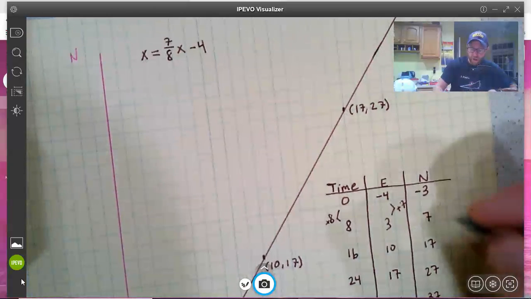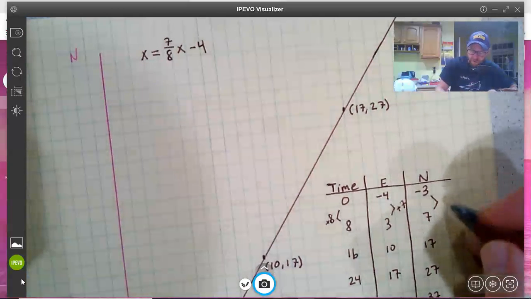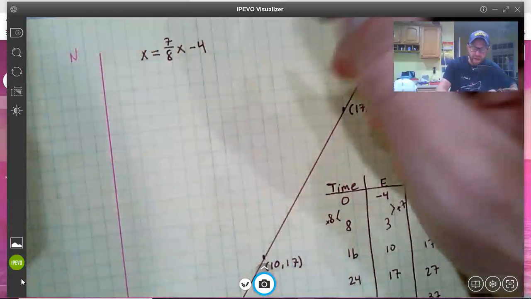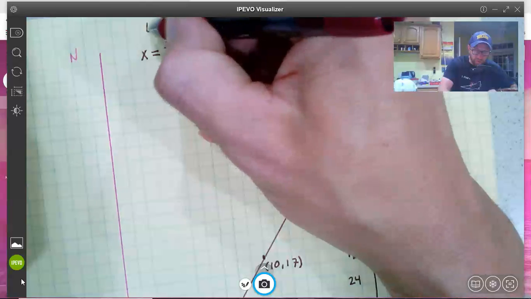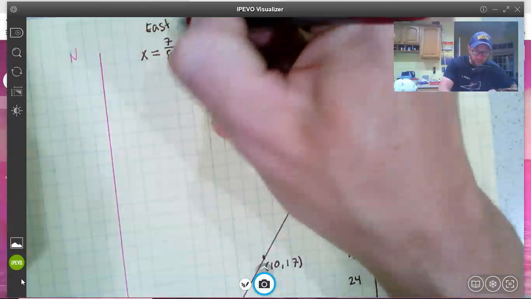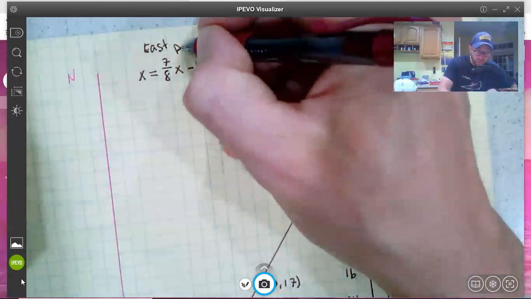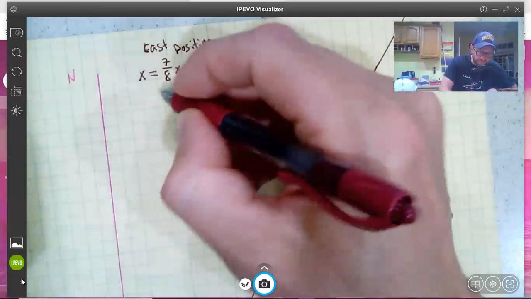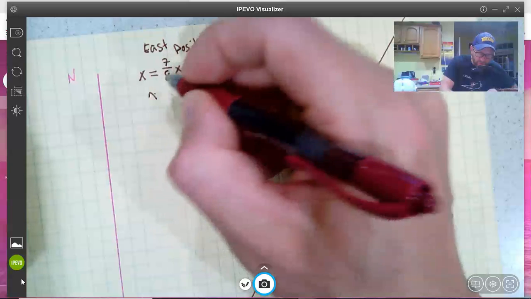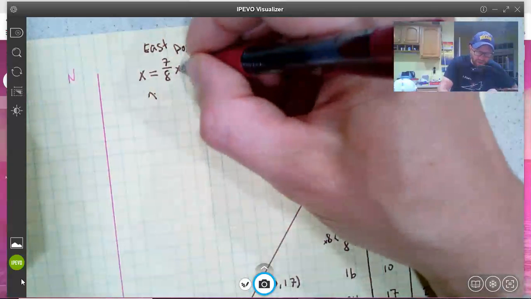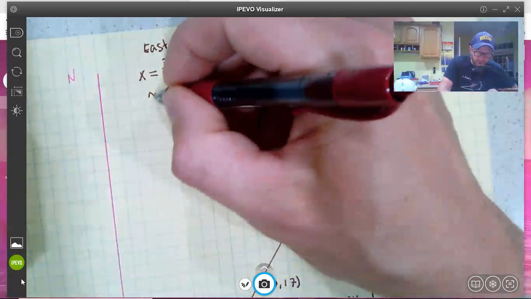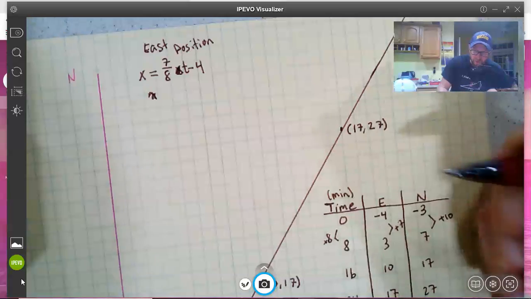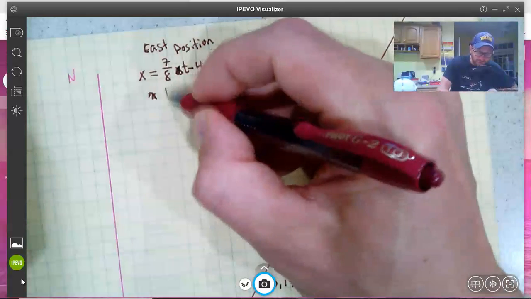And the same with y. From -3 to 7 is plus 10. So it's 10 for every 8. So let's just put our east position. And by the way, I shouldn't put x here, I should put t. We want to specify, because this is going to matter later, which matters now, the time is in minutes.